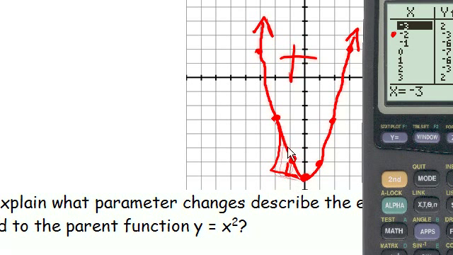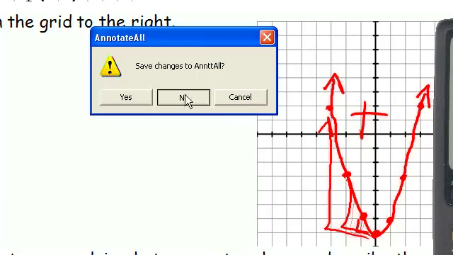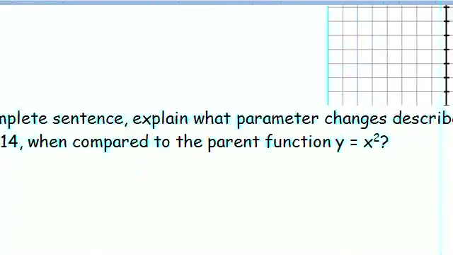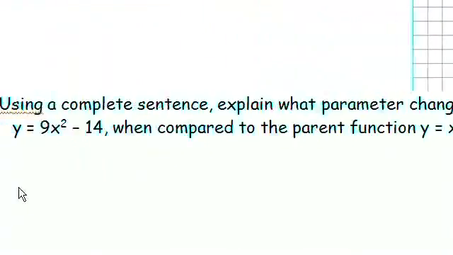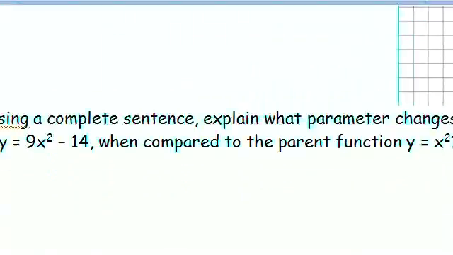Over 1 up 1, over 2 up 4, over 3 up 9. Very good. Using a complete sentence, explain what parameter changes describe the equation 9x squared minus 14 when compared to the parent function y equals x squared.